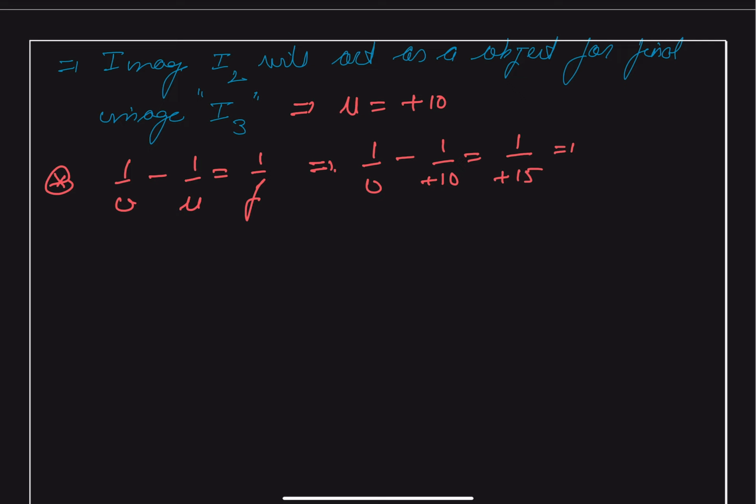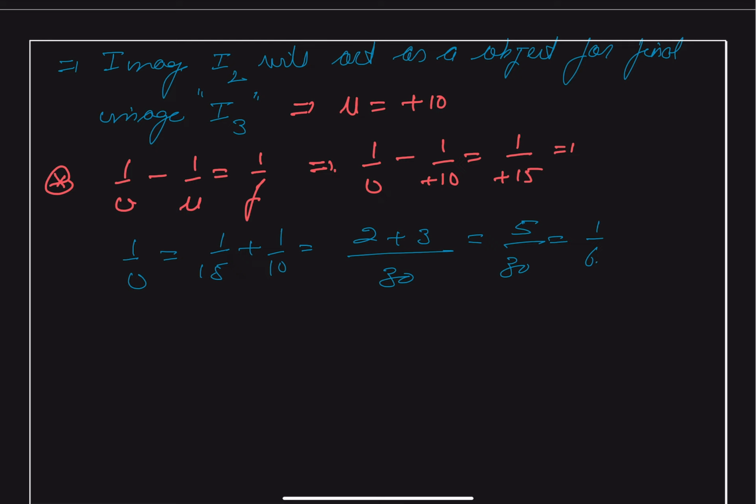So we can say 1 upon v is equal to 1 upon 15 plus 1 upon 10. We get the LCM as 30, and this comes as 2 and this comes as 3. Yeah, now it's coming correct. And this is 5 upon 30, giving us 1 upon 6.